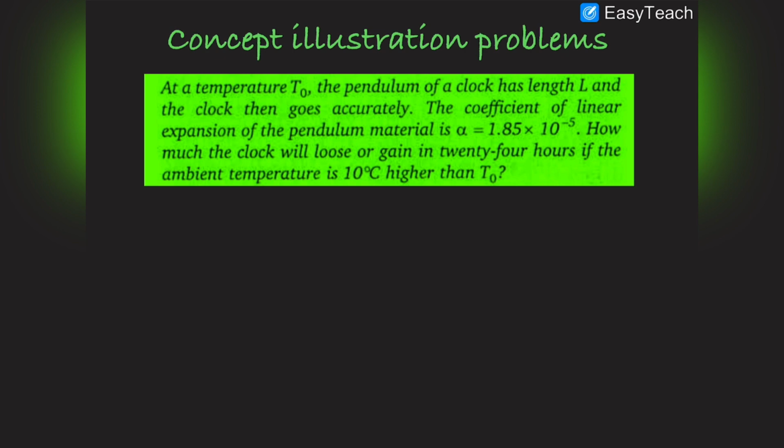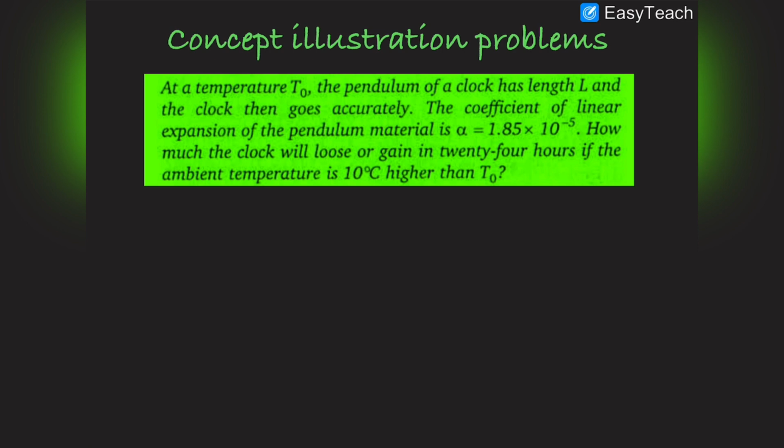You can see that at temperature T naught, a pendulum clock has a length of L and this clock is going on accurately at that temperature. Now the coefficient of linear expansion of this pendulum clock is 1.85 into 10 raised to power minus 5, and we have to find out how much the clock will lose or gain time in a 24-hour slot if the temperature of the surroundings is 10 degrees Celsius higher than the initial temperature T naught.